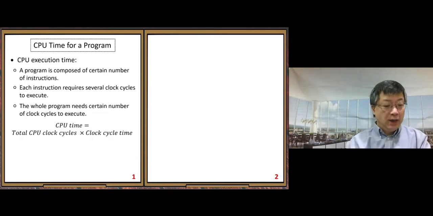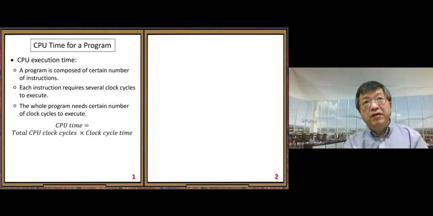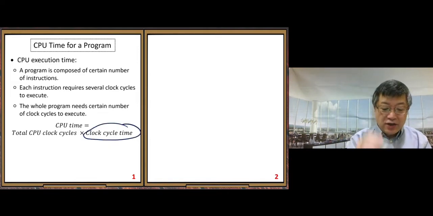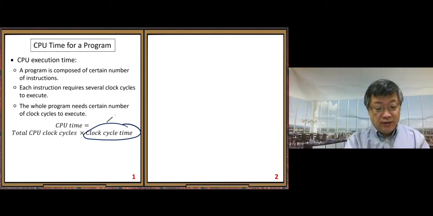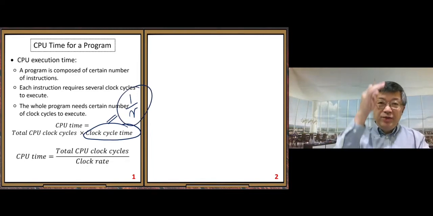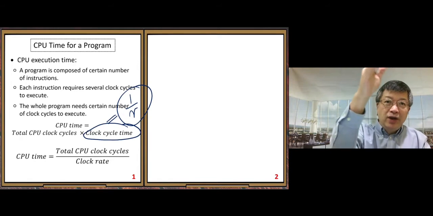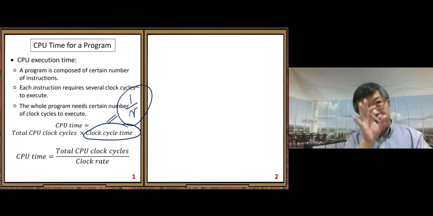Then another version, look at this. Suppose we are given the clock rate, not the clock cycle time directly. But we know that clock cycle time is the reciprocal of the rate, the frequency. So we have another version: CPU time equals total CPU clock cycles over clock rate. Same formula, but a different format.